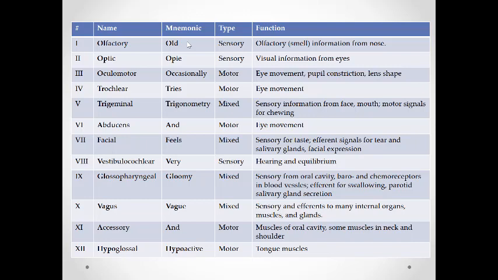The vagus cranial nerve is involved with all of your internal organs, your muscles and glands, and it's a combination. Accessory nerve, muscles for oral activity and muscles in the neck and shoulder. And lastly is the hypoglossal, which is your tongue muscle and literally controls the movement and swallowing of your tongue.